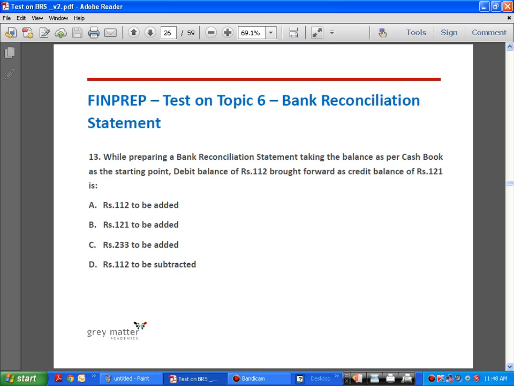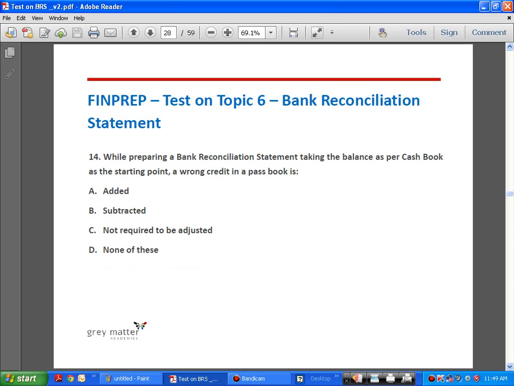Next, while preparing a BRS, taking the balance as per cash book as the starting point, debit balance of 112 has been brought forward as credit balance of 121. Okay, so how do we rectify this error? Which means you should have started with a positive balance of 112, but you are showing your balance as minus 121, which means we have to convert minus 121 to plus 112, which means we have to add 233 to minus 121 to make it a favorable balance of 112. So we have to add 233.